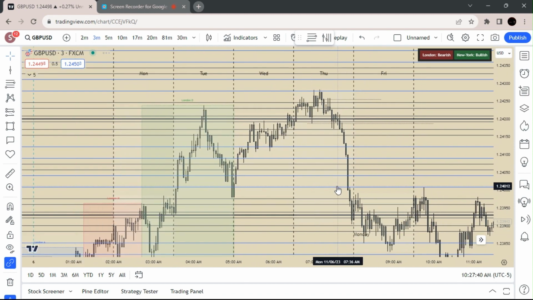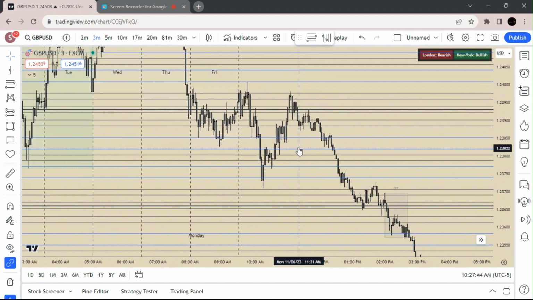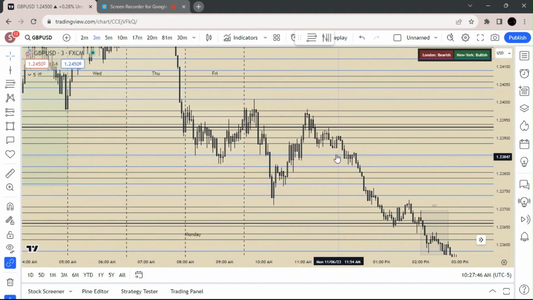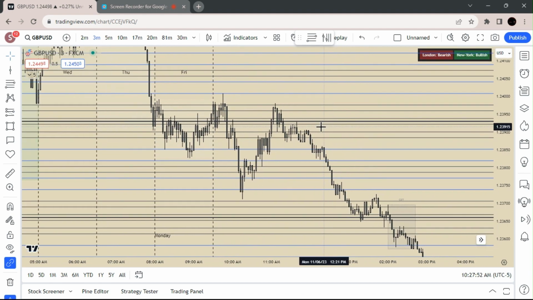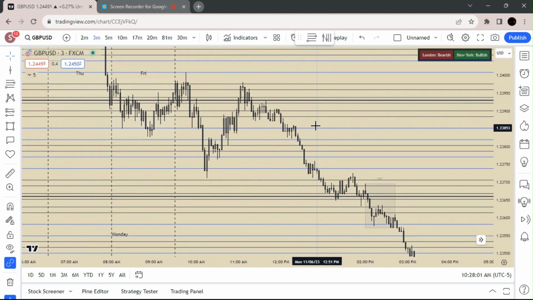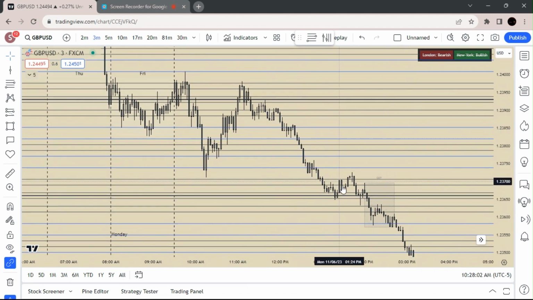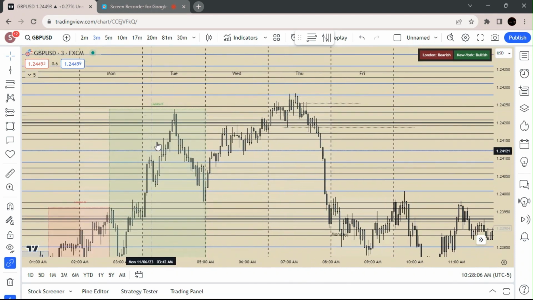Right here for New York, we don't really have too much for New York. There was one breaker rejection right here, and then you could have entered the reclaim model right there, came into the new range, rejected the high, could have entered right there, fair value gap held right there, and then could have shorted to that low. That was clean. And then I've shown this in the previous video as well.